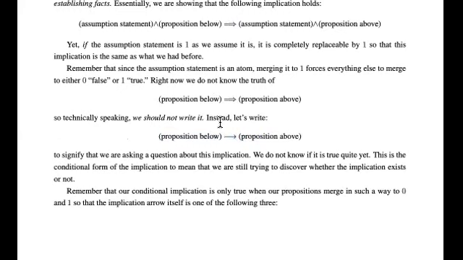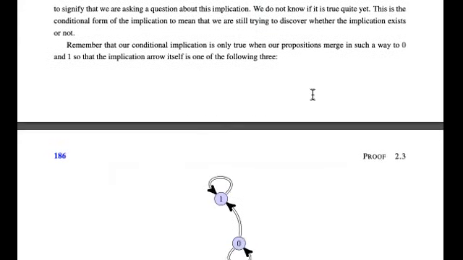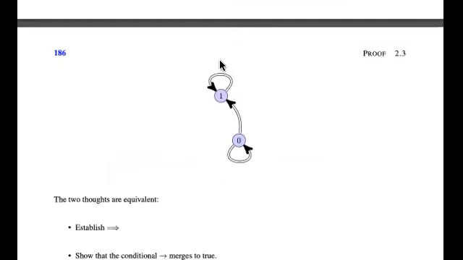and showing that this conditional statement is true, which would mean this right here, that we have an implication. Let's discuss this little diagram. This is 0 meaning false, 1 meaning true. This is what happens when we merge everything to either true or false.